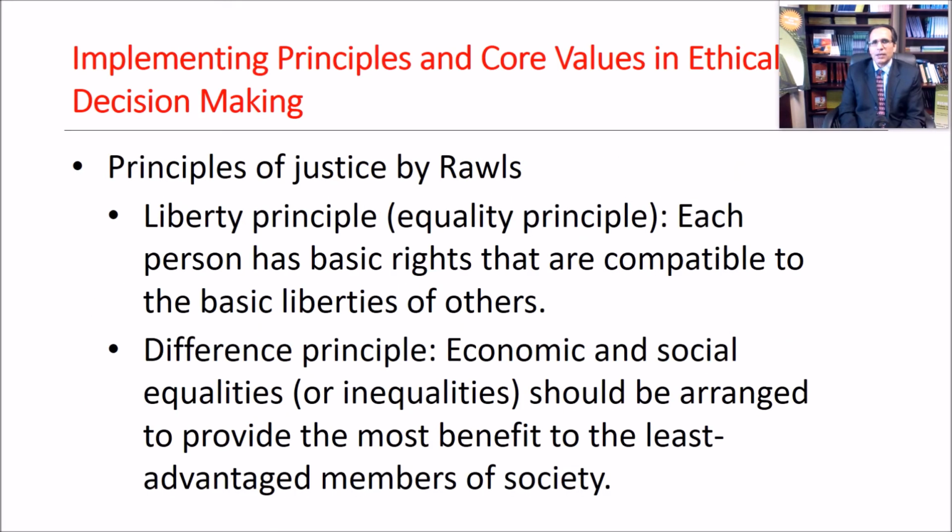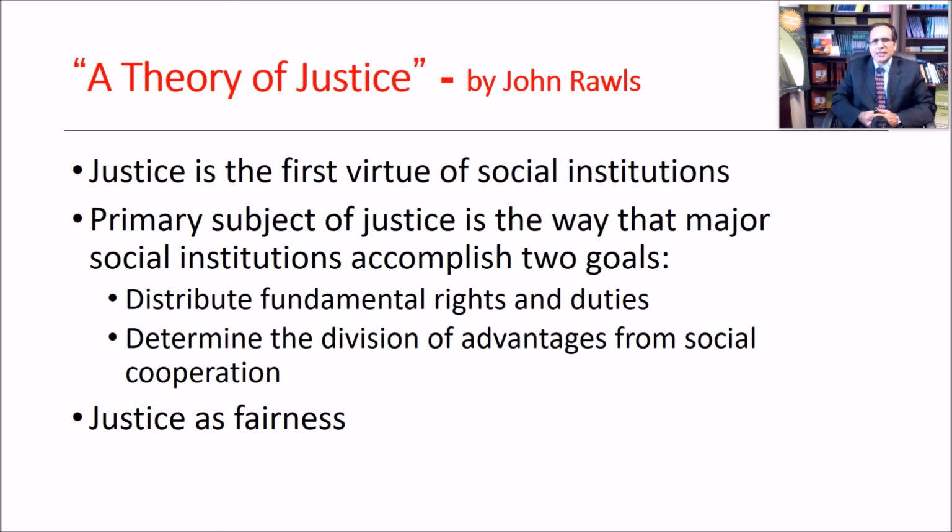So the principles of justice by Rawls state the liberty principle, or equality principle, where each person has basic rights that are compatible with the basic liberties of others. The difference principle states that economic and social inequalities should be arranged to provide the most benefit to the least advantaged individuals in society. The theory of justice basically states that justice is the first virtue of social institutions. The primary subject of justice is the way the major social institutions accomplish two goals: distribute fundamental rights and duties, and determine the division of advantages from social cooperation. In other words, justice should be seen as fairness.